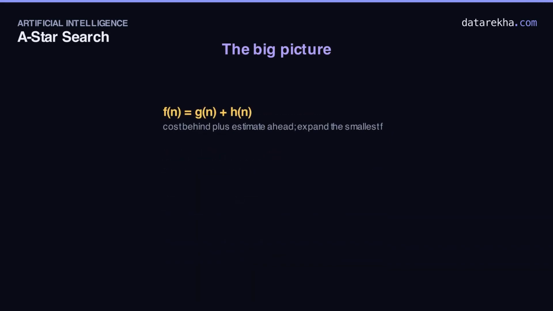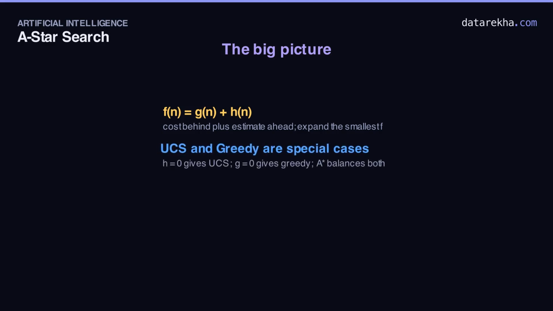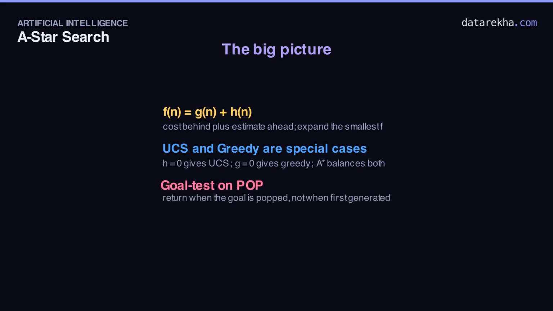Let's bring it home. A star scores every node by f, the cost already spent, g, plus the estimated cost still to go, h, and always expands the node with the smallest f. It contains two old friends. Zero out the heuristic and it's uniform cost search. Zero out the cost and it's greedy. A star keeps both and balances them. It tests for the goal only when the goal is popped from the frontier, never the moment it's first generated. That patience is what protects the cheapest cost.